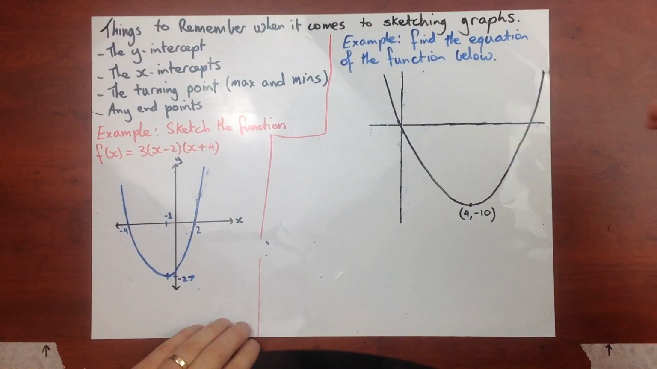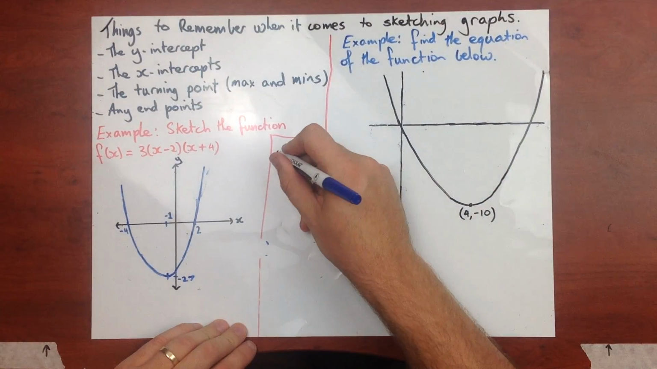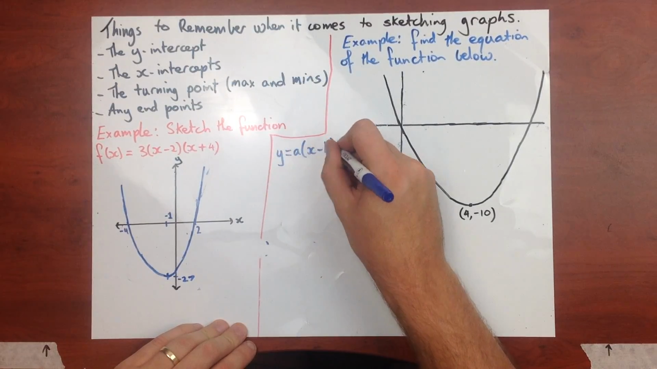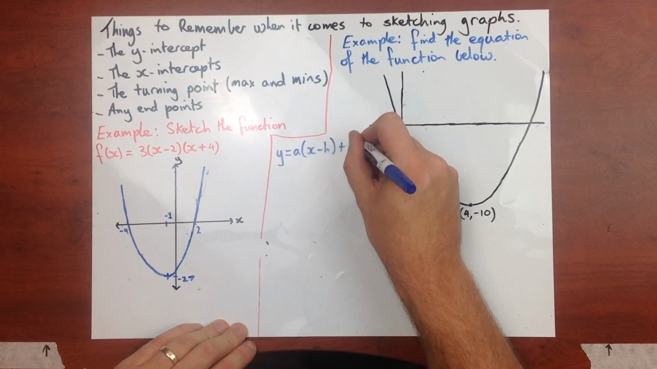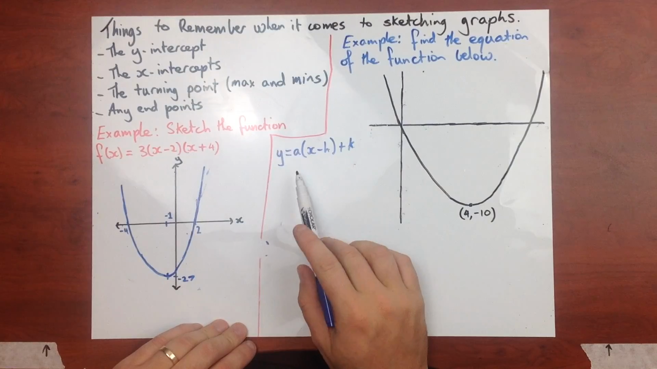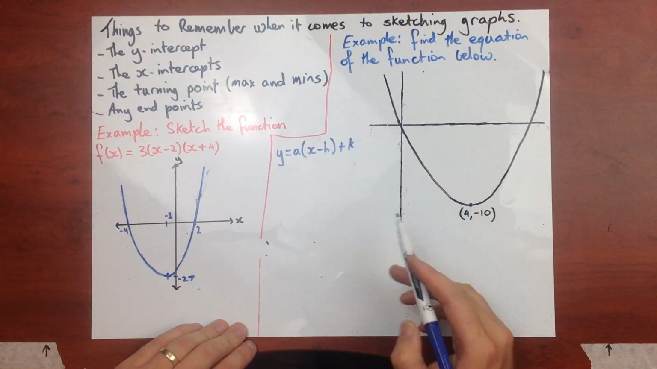Our next example we're going to look at is: find the equation of the function below. At the moment we can see that we've got our turning point, so it makes sense to use our turning point form of y equals a outside of x minus h plus k. We need to think about what's happening here. We know our turning point is at 4, negative 10.